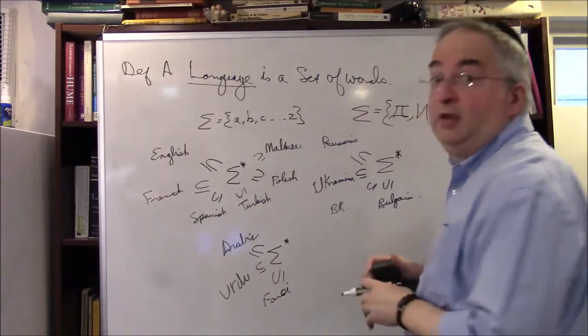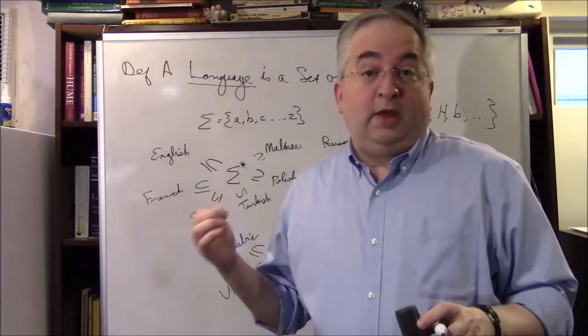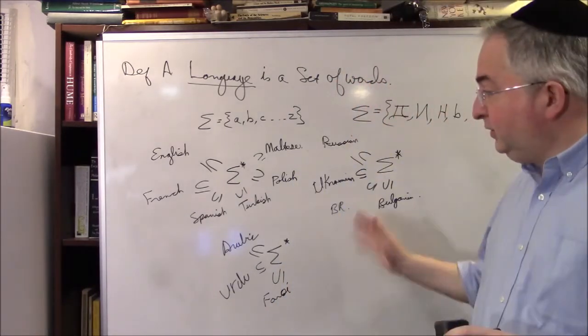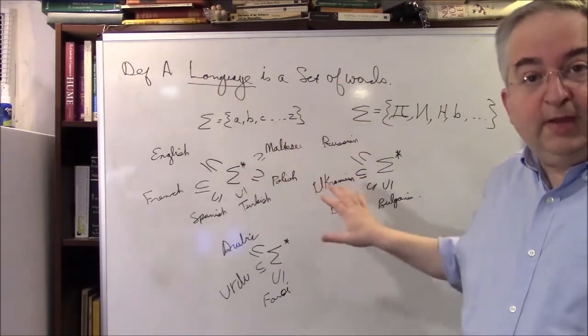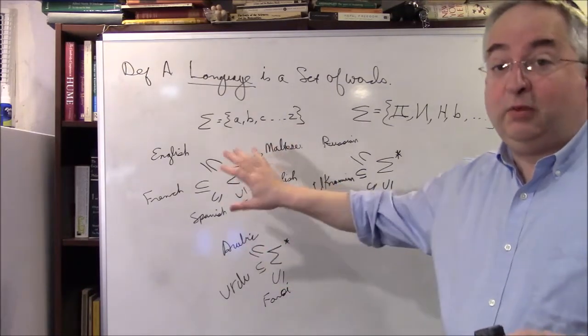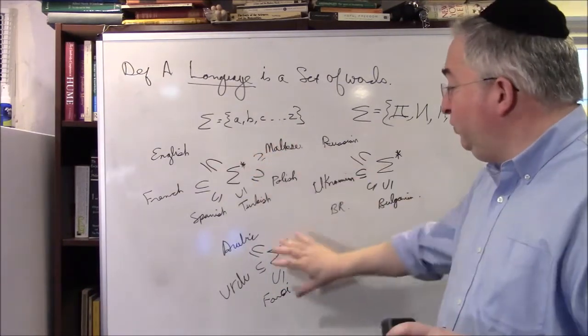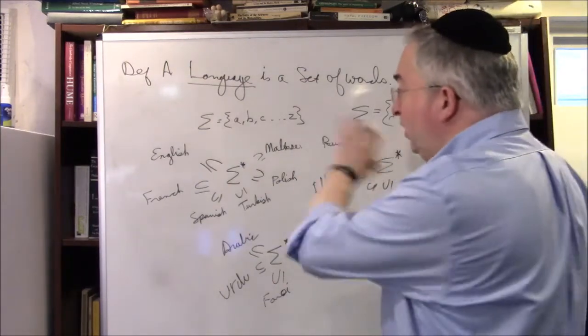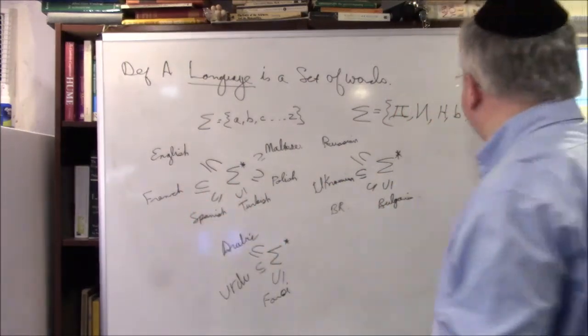Farsi. Persian uses Arabic letters. Okay, so different alphabets, different alphabets, different words, different languages. Okay, great. We're not interested in any of these.